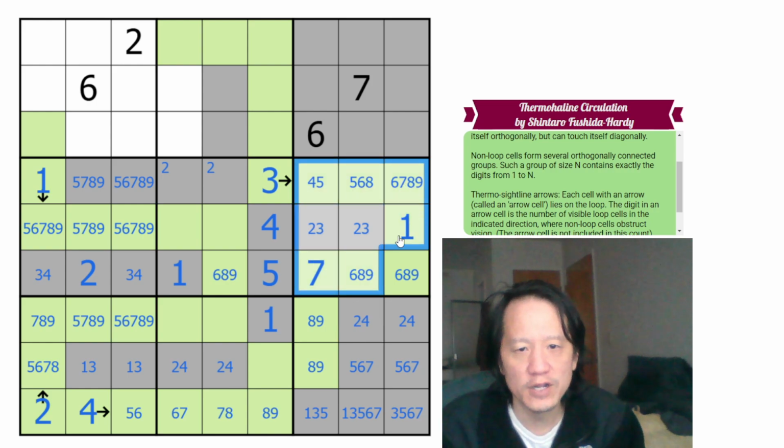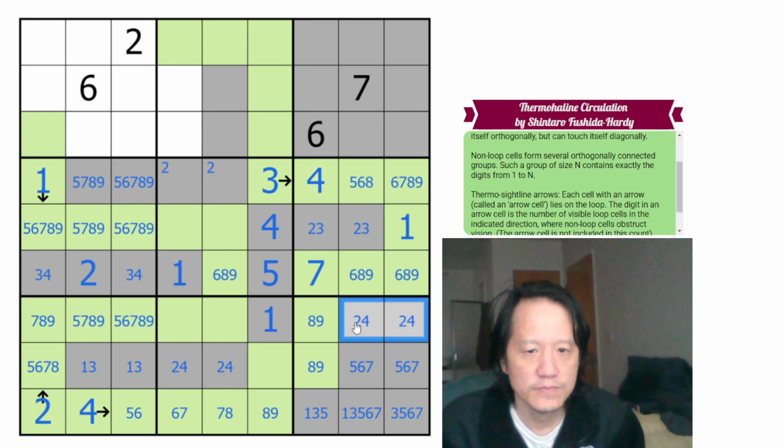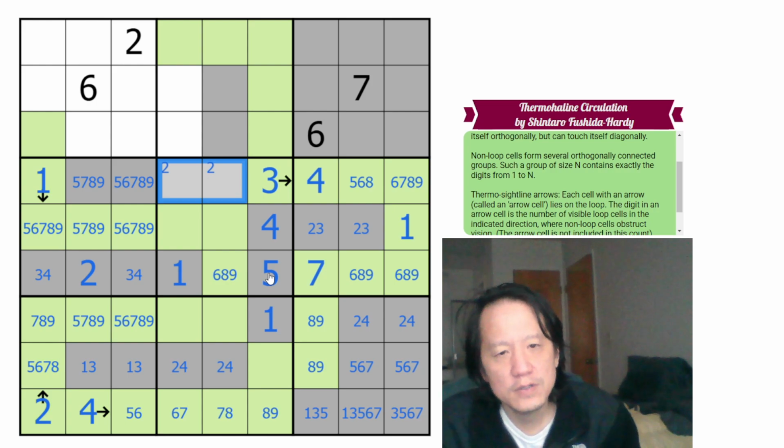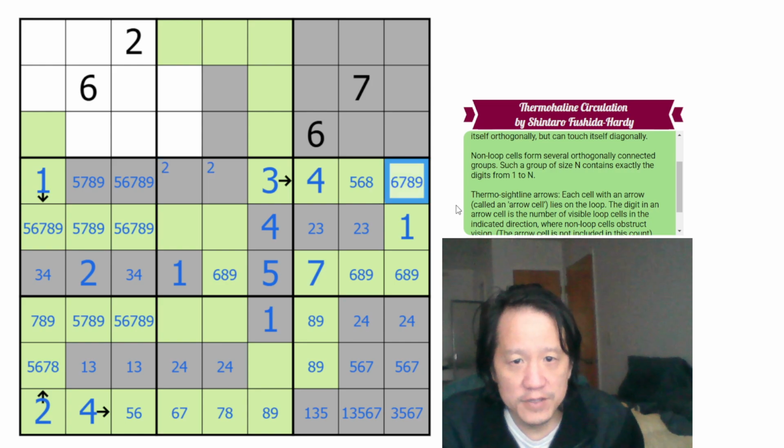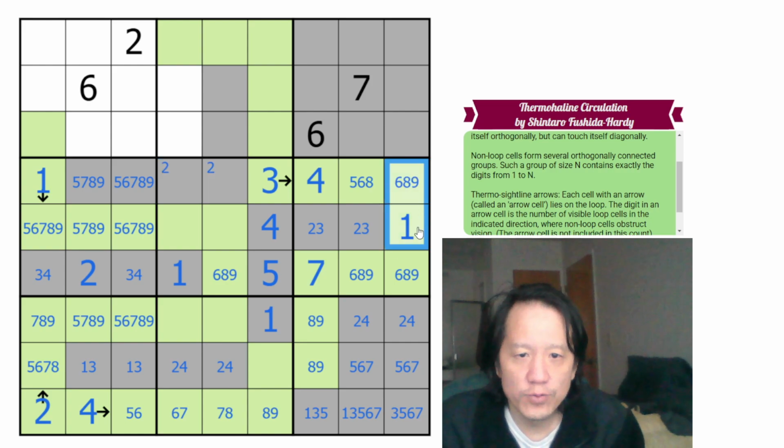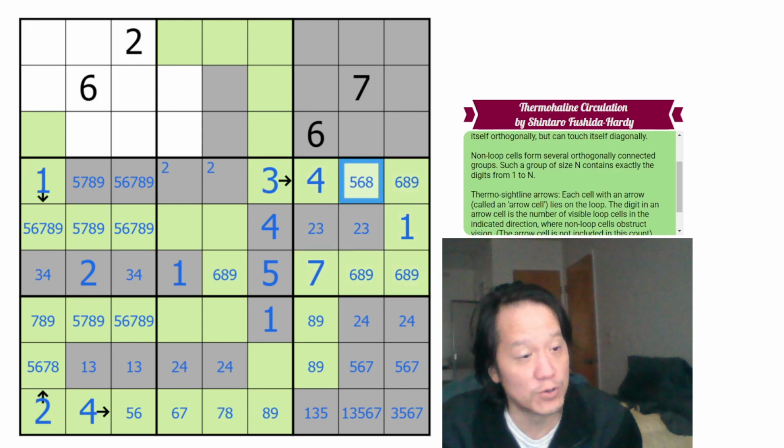Where's the 4 in box 6? Cannot be any of these. Cannot be any of these. Can't be any of these. Therefore, this must be a 4. So this is 4. 2 is one of these two. This can't be 7 anymore. Therefore, we have a 6, 8, 9 triplet in box 6. Therefore, the rest of the cells in the box cannot contain 6 or 8. So they're 8, 6, 8, or 9. So therefore, this must be 5. So these can't be 5.